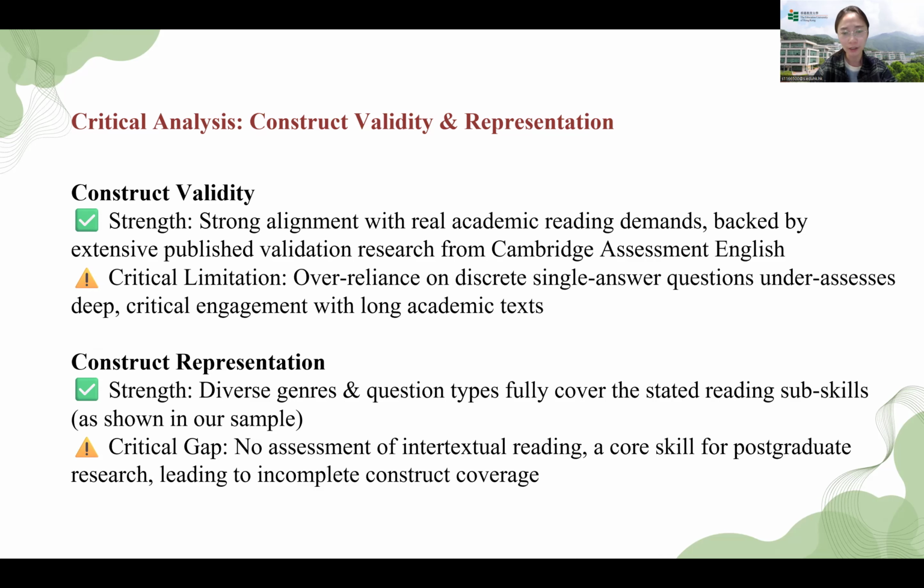That said, there are clear limitations. Its over-reliance on discrete, single-answer questions fails to assess the deep critical engagement with long academic texts that is central to postgraduate level work. There is also a clear gap in construct representation. The test includes no intertextual reading tasks, even though synthesizing ideas across multiple sources is a non-negotiable skill for postgraduate research, meaning it does not fully cover the construct it claims to measure.